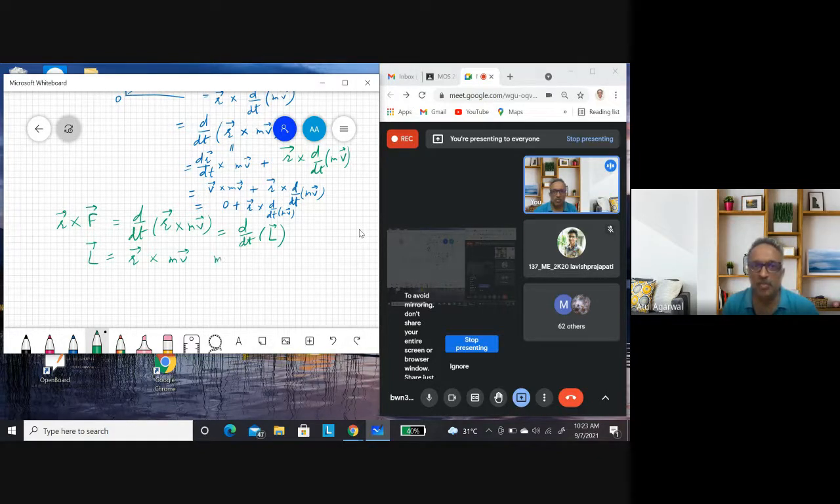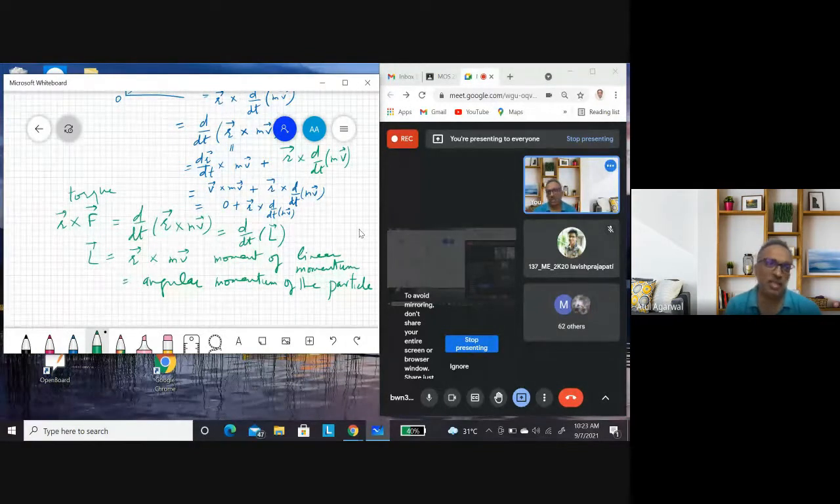So this is the moment of the linear momentum, or this is called the angular momentum of the particle. So the time derivative of the angular momentum of the particle is equal to the torque or moment of the force. And we are taking angular momentum also about the same reference point O, like torque.